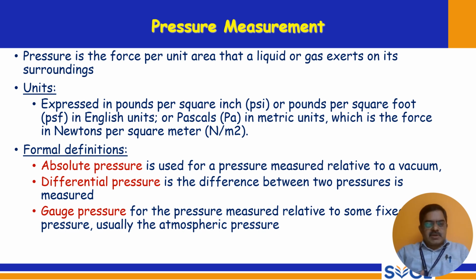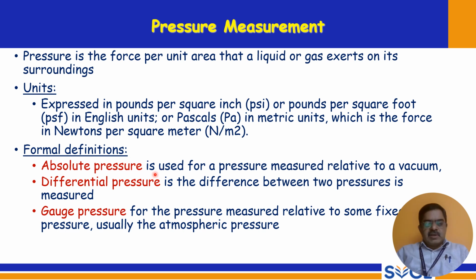So, pressure measurement. Pressure is the force per unit area that a liquid or gas exerts on its surroundings. Units are expressed in terms of pounds per square inch, psi, or pounds per square foot, PSF, in English units, or pascals in metric units, which is the force in newtons per square meter, that is newton per meter squared. Formally, there are three types of pressures: absolute pressure, differential pressure, and gauge pressure.